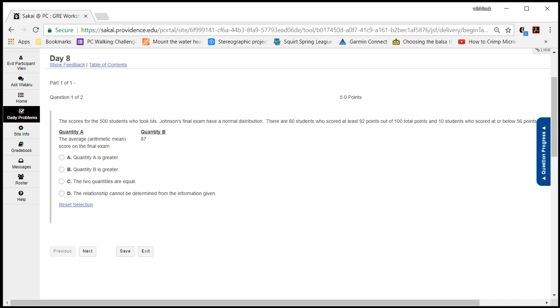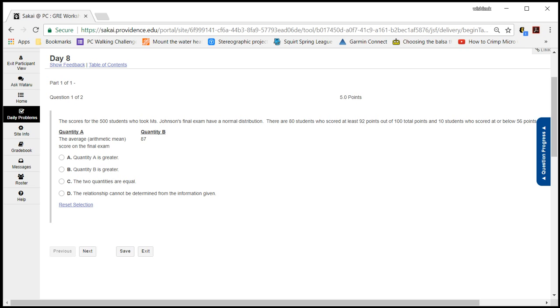All right, let's look at the day 8, problem number 1. It says that the scores for the 500 students who took Ms. Johnson's final exam have a normal distribution. There are 80 students who scored at least 92 points out of 100 total points, and 10 students who scored at or below 56 points.